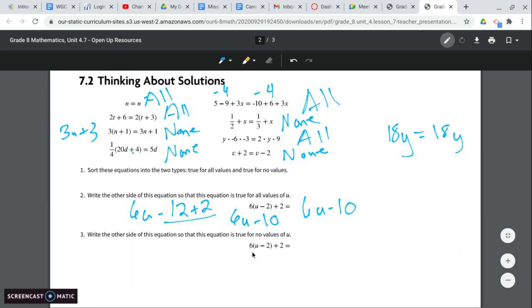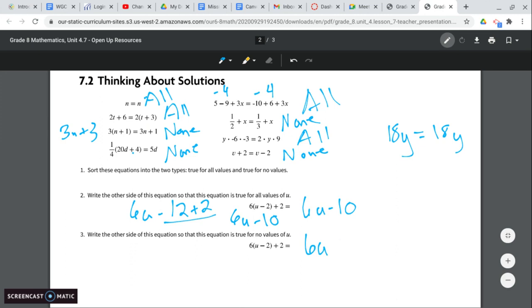Now, for this one, same expression, but now we want it so it's true for no values. So that means we need to have the same 6u, but then the other part of it needs to be different. So we can leave it as just 6u, that would be false because we'd have negative 10 equals 0, completely false statement. And we could throw in any number so long as it's not negative 10 after that.